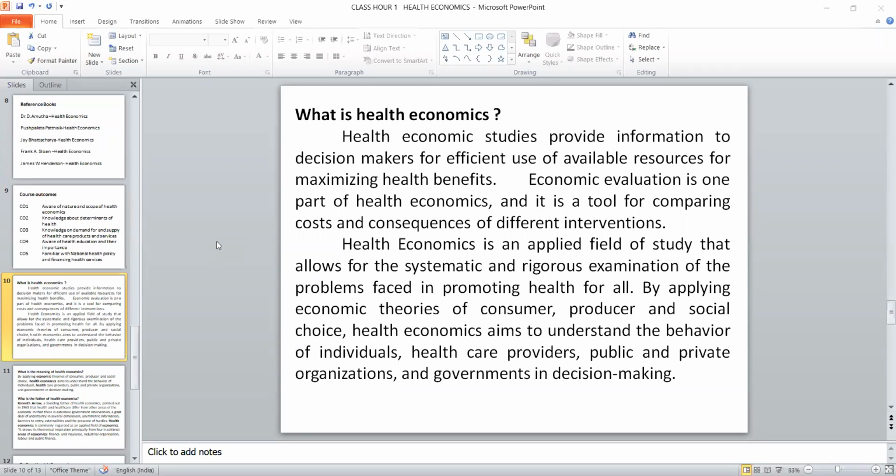The economic evaluation is a part of health economics, and it is a tool to compare the cost and the consequences of different interventions. Suppose if you feel sick, you are feverish, you will consult the doctor and you get some medicine. Suppose if the doctor is not available, what will you do?